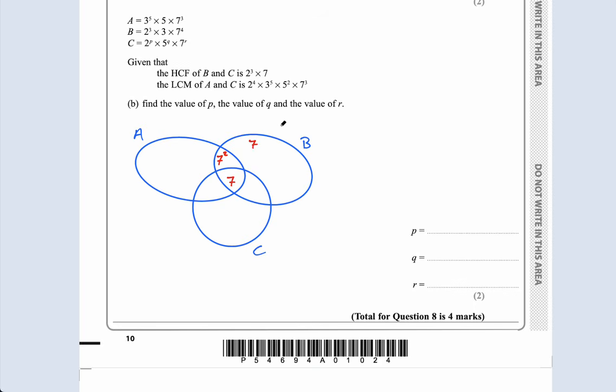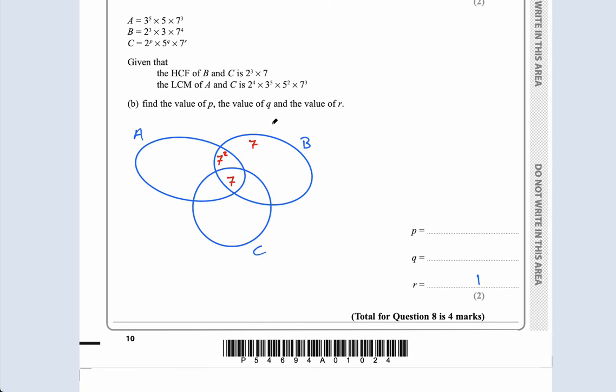Okay, as I said, guys, this is actually kind of tricky and it's only worth 2 marks. So these are my 7s done. And by the way, I also now know the value of R. It is 1 because it's 7 to the power of 1. So R is equal to 1. Let's write that down here.